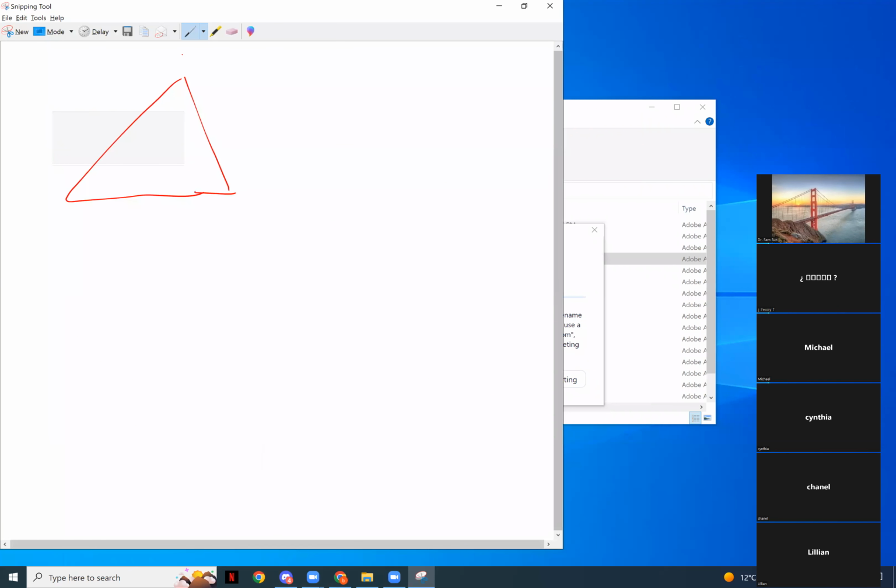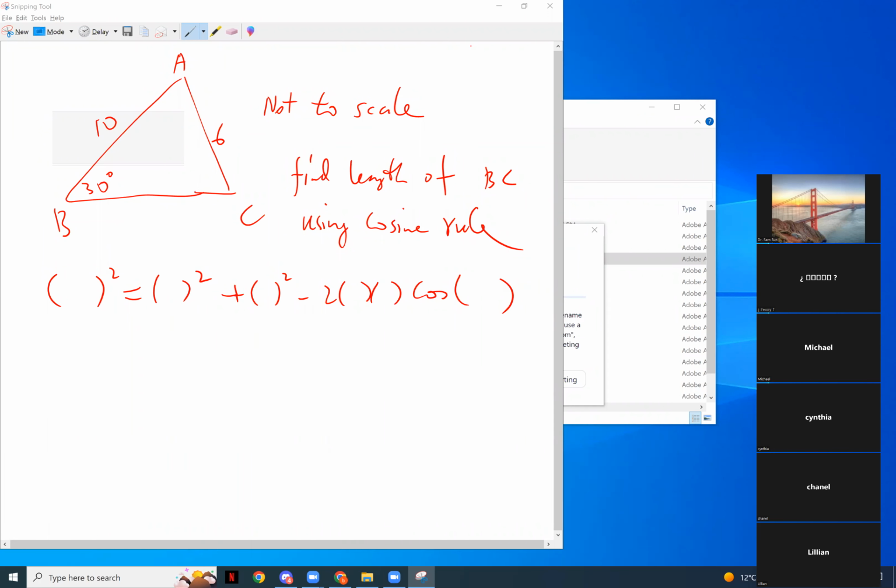Your cosine rule. The cosine rule we learned just here. All right, try cosine rule. Try to solve BC. If you use ABC, that's called the C. This is called the B. This is called the A.